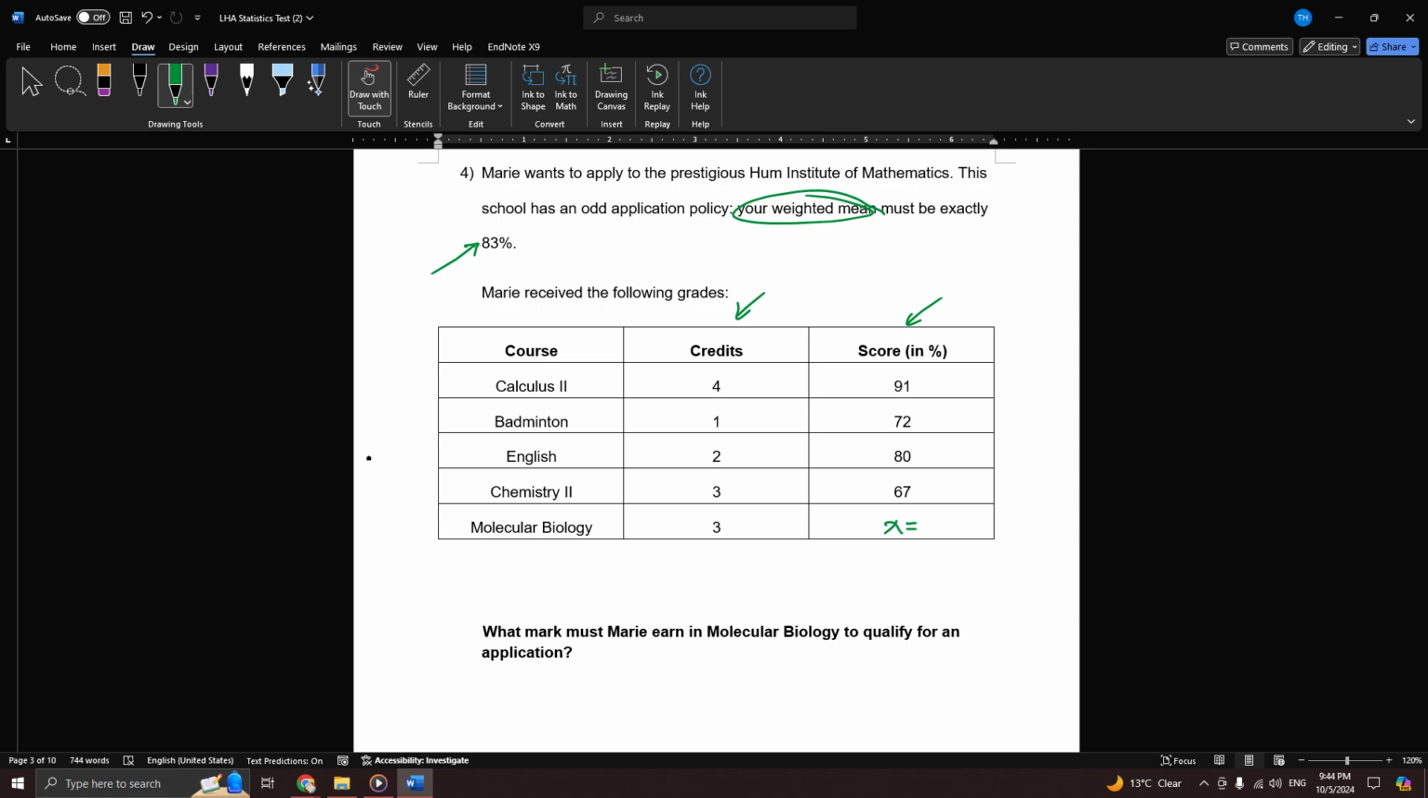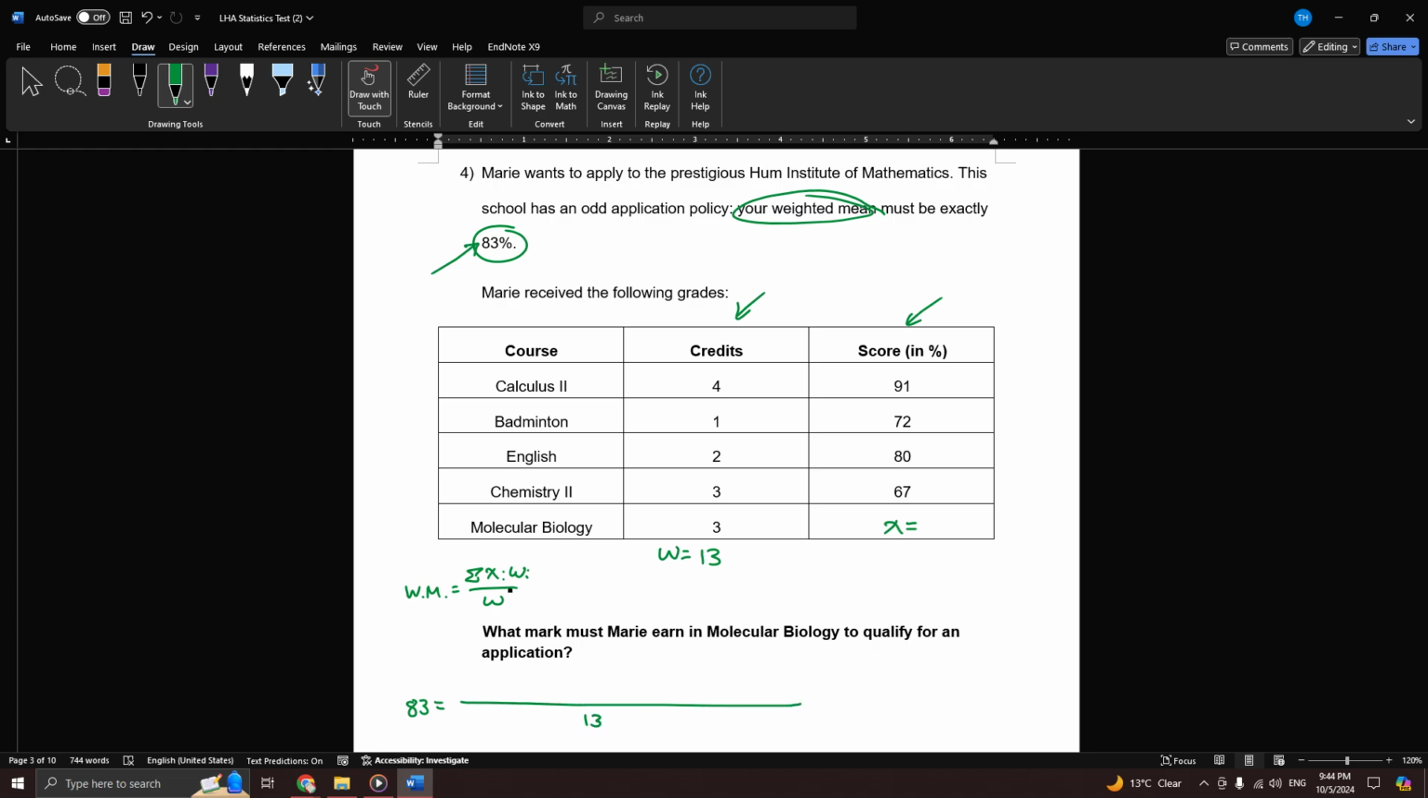So the formula, like we always say, is going to be weighted mean is equal to the sum of xi wi over w. What is w? That's going to be the sum of my weights. In this case, they're given in credits. They're not given in percentage. So we have to add these up. 4 plus 1 plus 2 plus 3 plus 3, that's 13, okay? So let's start this question. What is my weighted mean? That's going to be this number right here. That's 83. That's going to be equal to, underneath we have our total weight, 13.